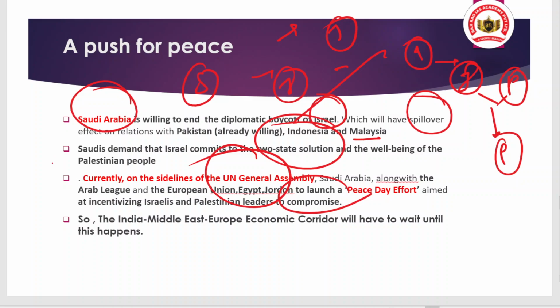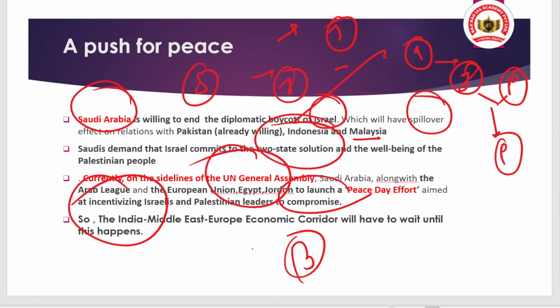That the India Middle East Europe Economic Corridor will have to wait until the relation gets normalized. Otherwise, because of the dominance of conflict, the proposal may remain on paper, may remain in the notebook, but never be implemented in reality. That is also an important point.